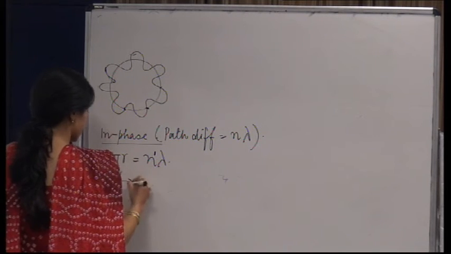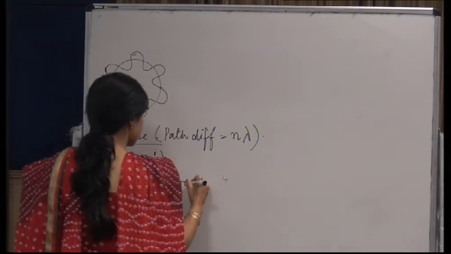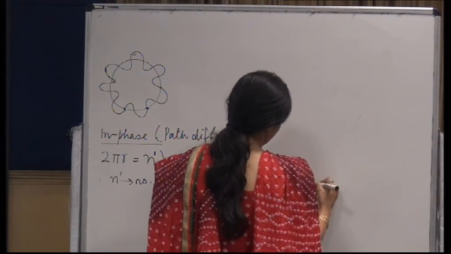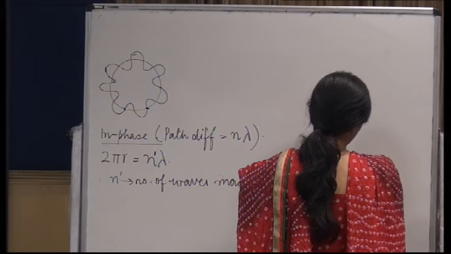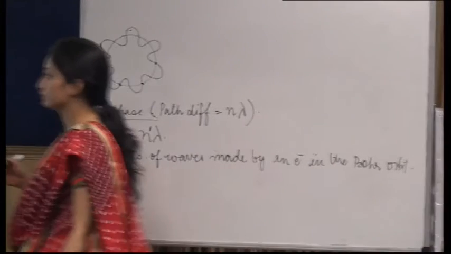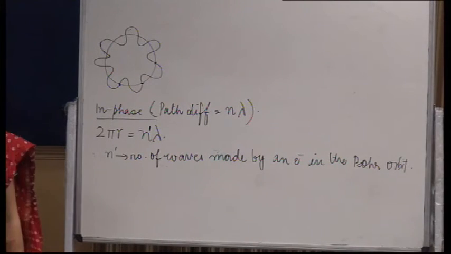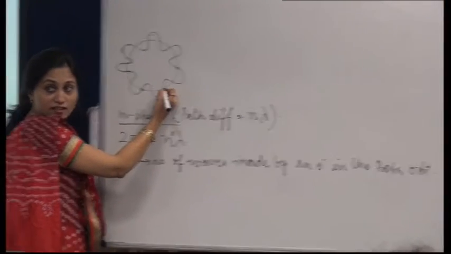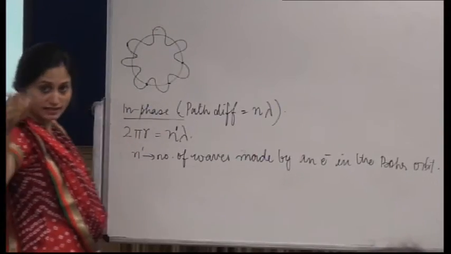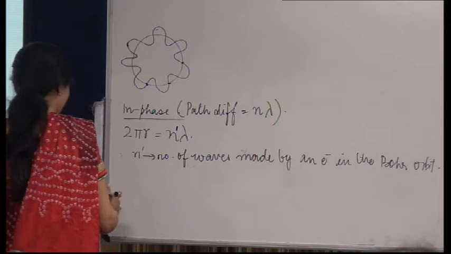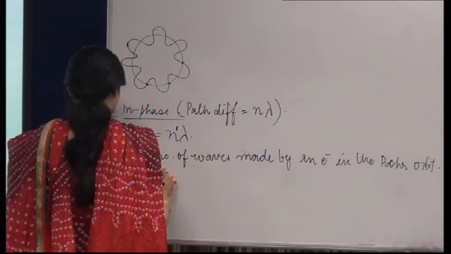You can just note down, this is the number of waves made by an electron in the Bohr orbit. Clear what the meaning of in phase is? That means if some other electron has to be in phase, it will have to wait at one point and then move along. So moving along is like to be in phase.